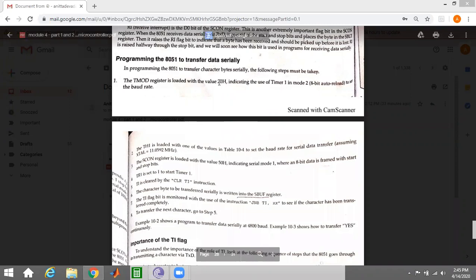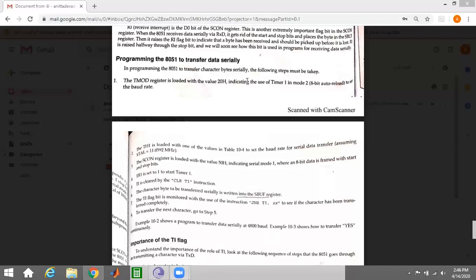That is the reason it is written in such a way: 0 0 1 0 in the upper 4 bits, and then below all 0 0 0 0. Understood? We have to load it in such a way. That is the first step.